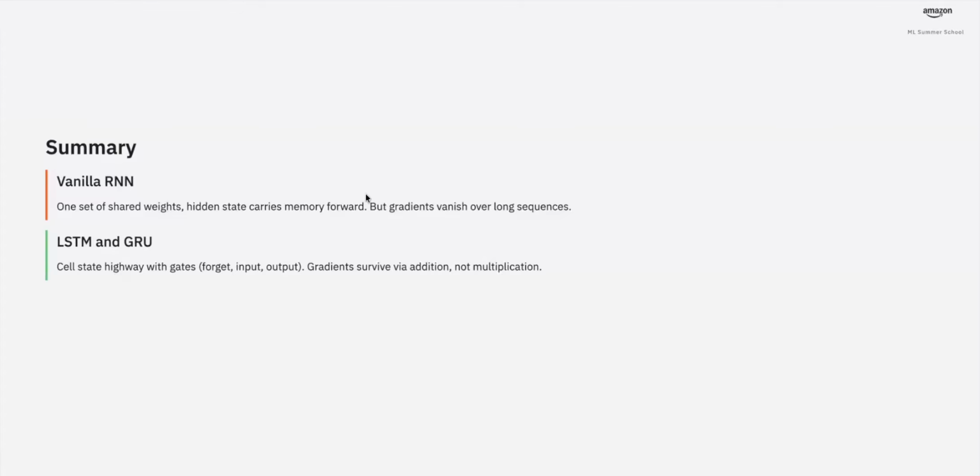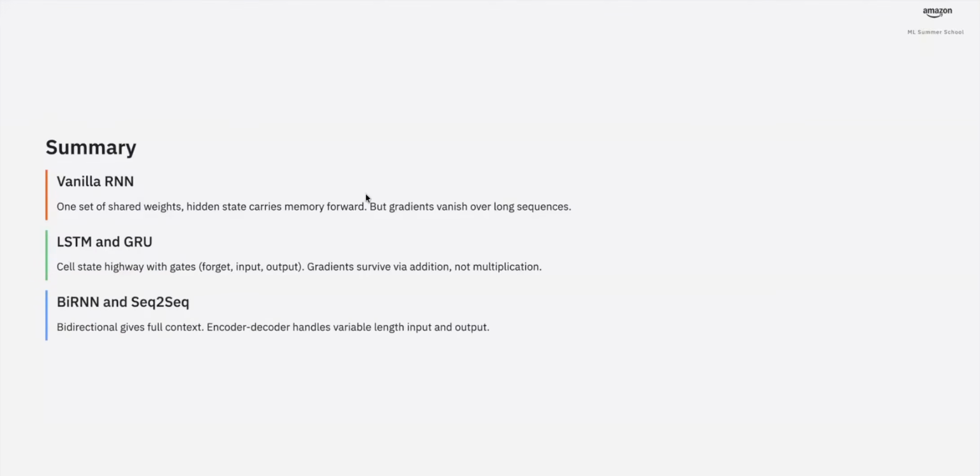The key insight in LSTM is the cell state, a separate highway that runs straight through the network with only additive updates. Addition does not kill gradients the way multiplication does. The forget gate, input gate, and output gate are all learnable controllers that decide what to keep, what to add, and what to expose. The gradient can flow backward through the cell state for hundreds of time steps without vanishing. GRUs do something similar with fewer parameters, just an update gate and a reset gate, and in practice perform comparably to LSTM on most tasks.